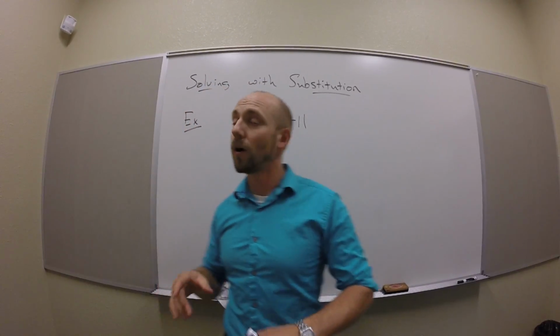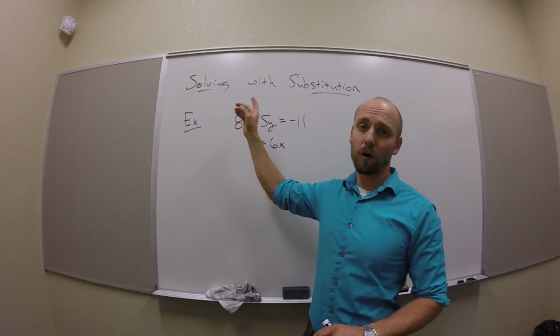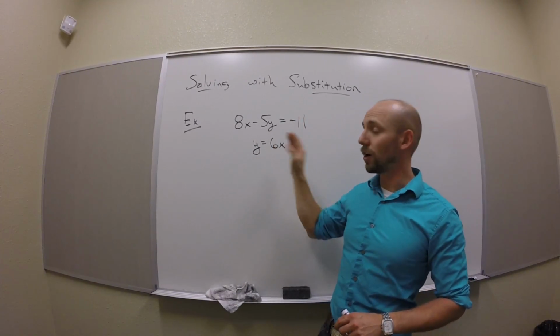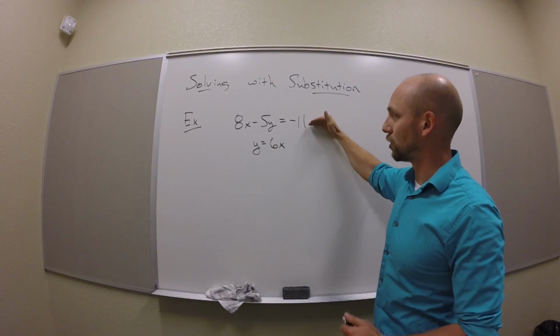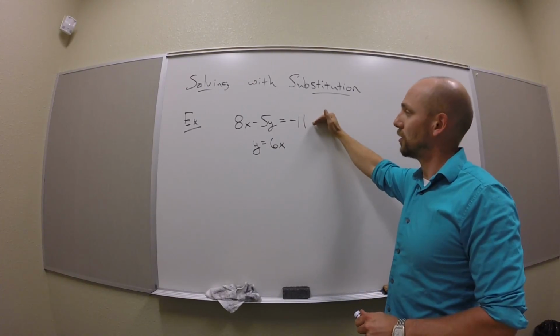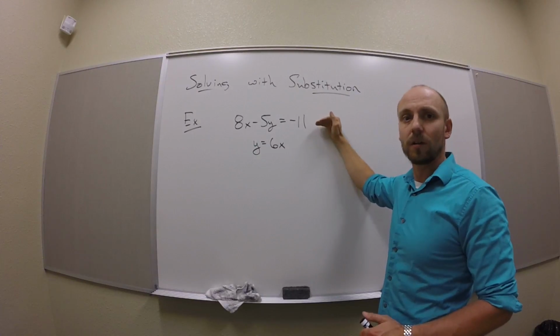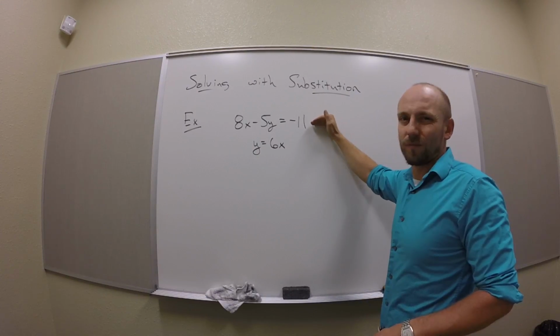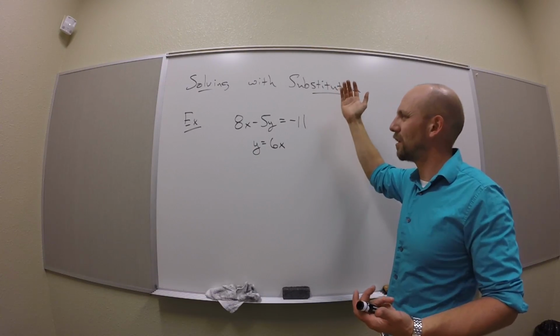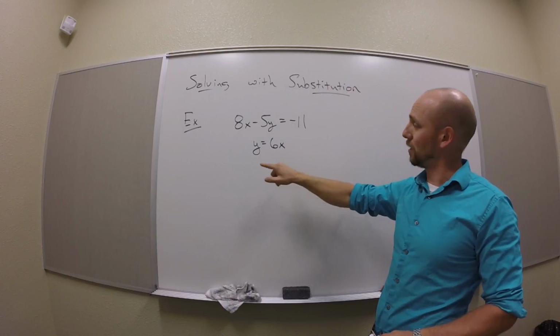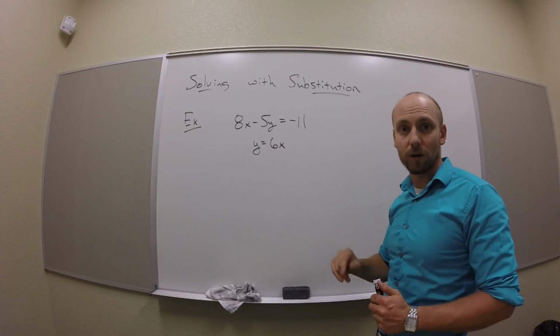Alright guys, so I want to give you a quick example for how to solve with substitution. So, here I have a system, right? Remember this is two lines, right? So my first line is 8x minus 5y is negative 11. And yeah, it's not a normally convenient form, but it is what it is. And then the second one, which is in y equals mx plus b, is y is 6x, right?